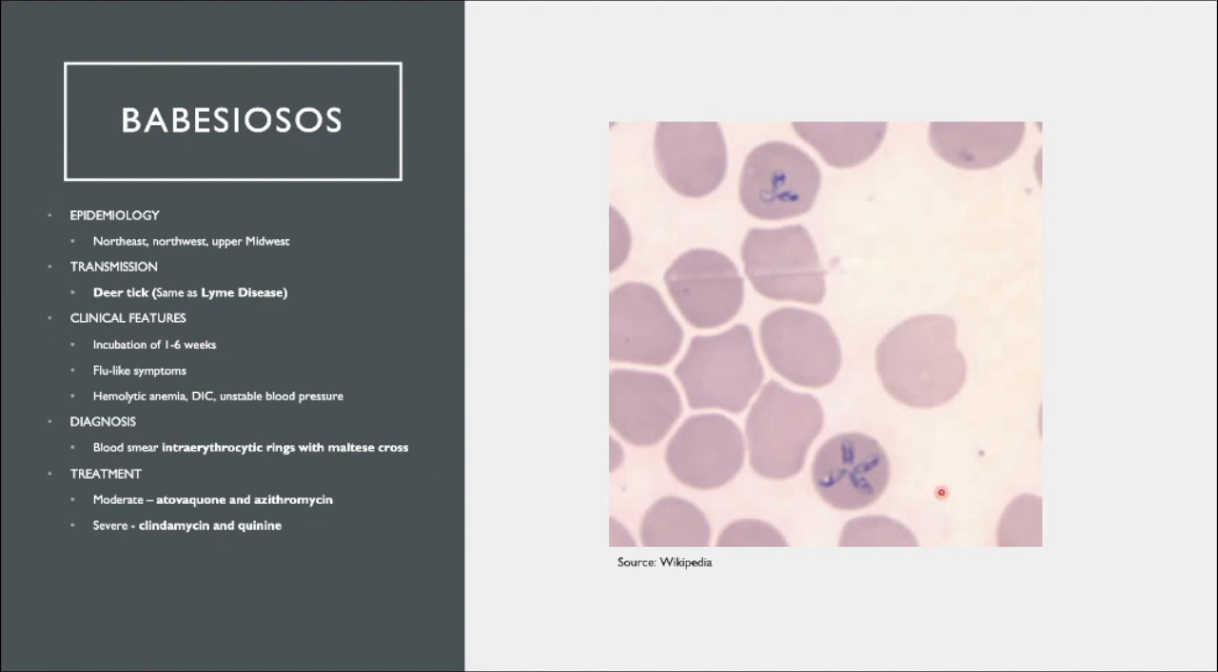And then if you were to see a peripheral smear, you're going to see these Maltese crosses, which is just this tetrad form of the intracellular organism. Otherwise, it's almost identical to malaria. You treat it with atovaquone and azithromycin in the moderate versions of the disease, and then clindamycin and quinine in the severe ones.